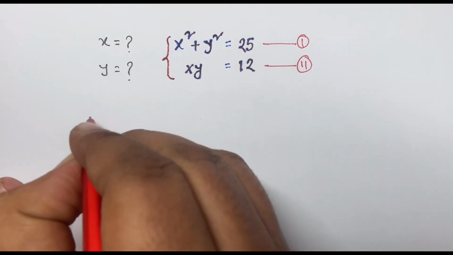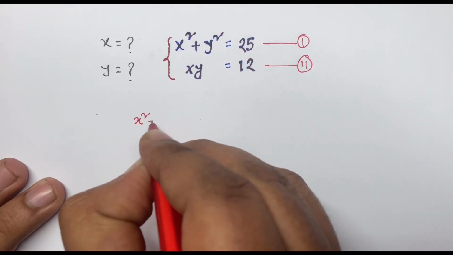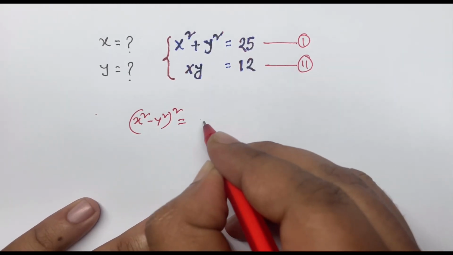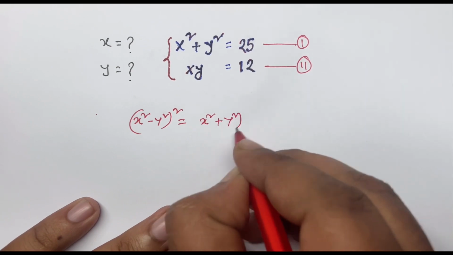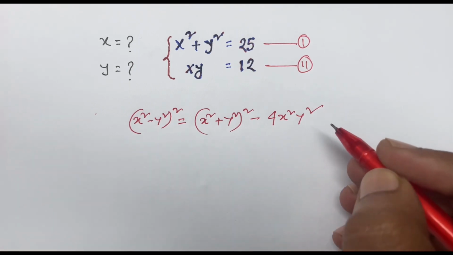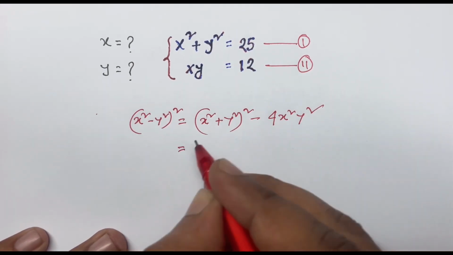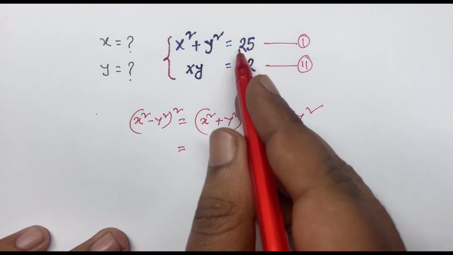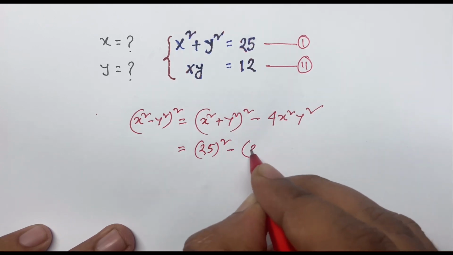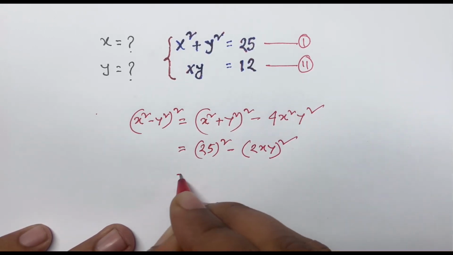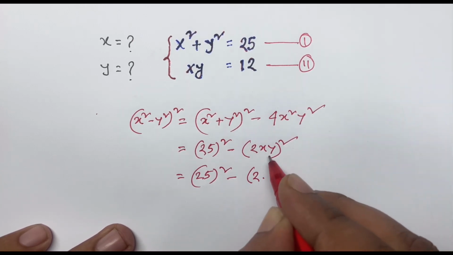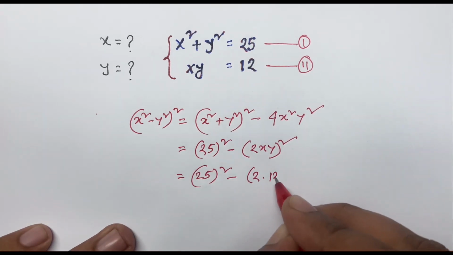So we know that (x square minus y square) whole square equals (x square plus y square) whole square minus 4ab, where a equals x square and b equals y square. Now I can say x square plus y square equals 25. So here it is 25 whole square minus 4 times (xy) whole square. Now, we know that xy equals 12, so here it is 12 square.